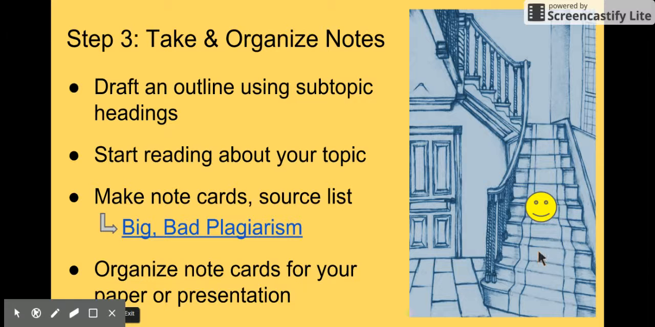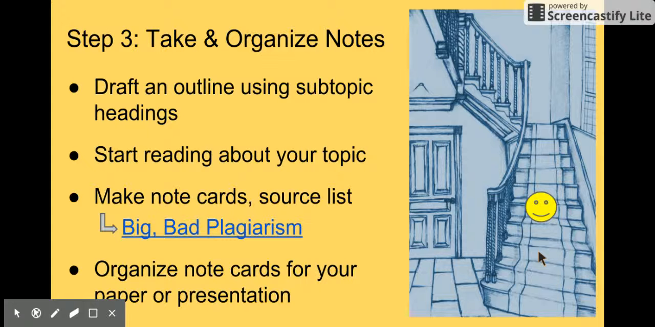Okay, now we're on to step 3, taking notes and organizing your information. You've already done your statement of purpose, and you've generated some research questions, so you kind of have a plan. What is it I need to learn? What questions do I need to ask in order to learn this? You've evaluated some sources using the CRAP test, so you have some places to start looking for information.